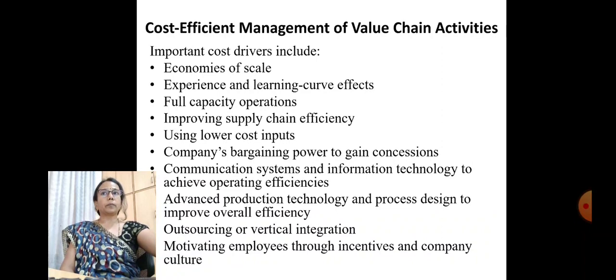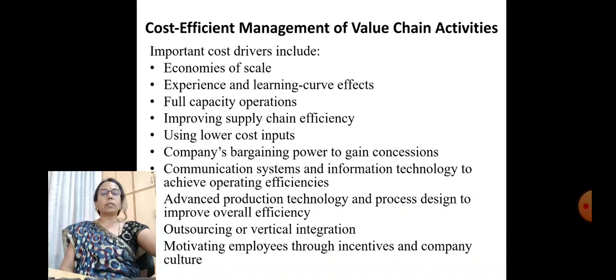The next driver is improving supply chain efficiency. Partnering with suppliers to streamline the ordering and purchasing process and reduce inventory carrying cost via just in time and distinctive competence can achieve a sizable cost advantage over other rivals. Coming to the next one, using lower cost inputs: lower cost raw materials or component parts, non-union labor inputs, and lower rental fees due to differences in location. Then the company's bargaining power: a company can bargain with its suppliers over consistent large volume purchases and also with forward channel alliances.